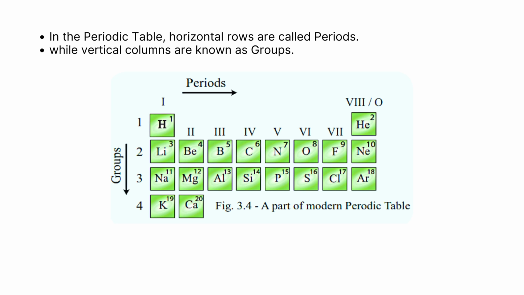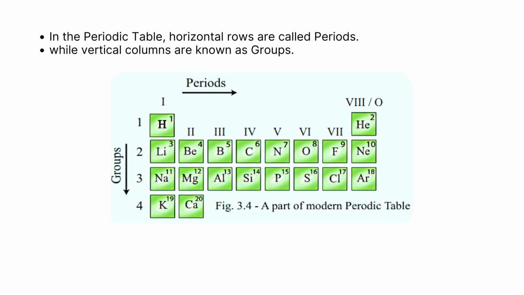Then we have the horizontal rows. These are known as the periods. And periods are numbered as 1, 2, 3, 4. So all the elements in group 1, except hydrogen, lithium, sodium, potassium will have similar properties. Beryllium, magnesium, calcium will have similar properties. Fluorine and chlorine will show similar properties. And group 8 or group 0, helium, neon, argon will have similar properties.